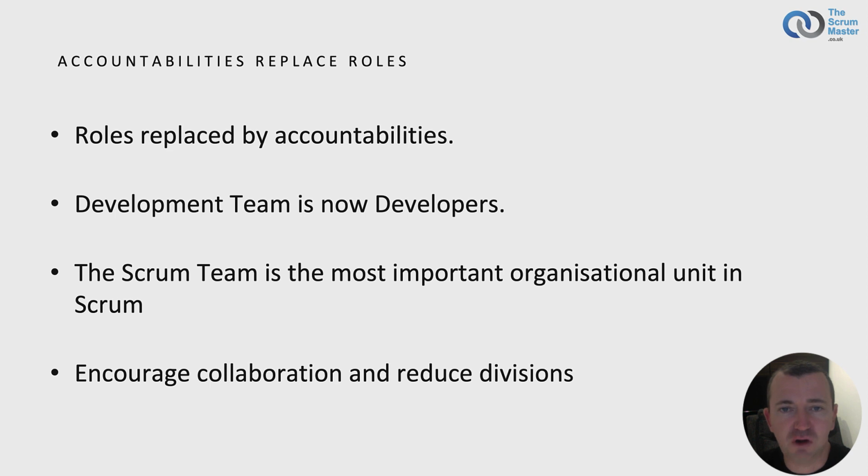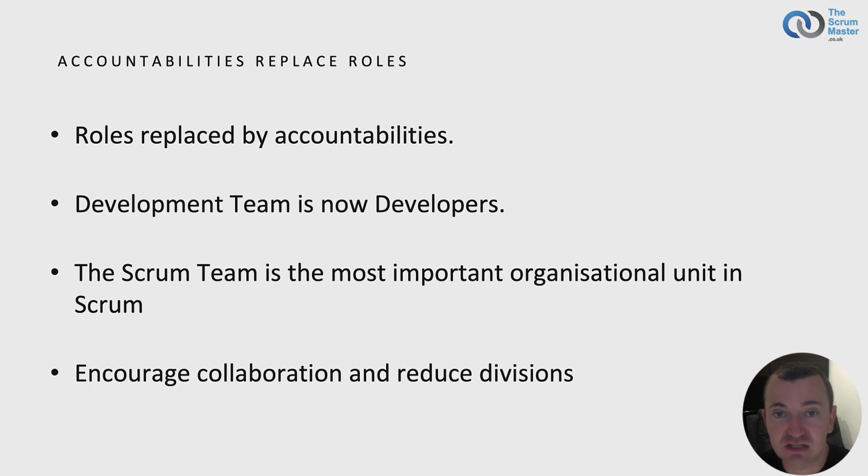The concept of roles in Scrum has been replaced by accountabilities, and what was the development team is now referred to as developers. The intention behind this change is to emphasise that the Scrum team is the most important organisational unit in Scrum. There are no sub-teams within the Scrum team. The entire Scrum team is focused on one objective and is accountable for creating a valuable, useful increment every sprint.